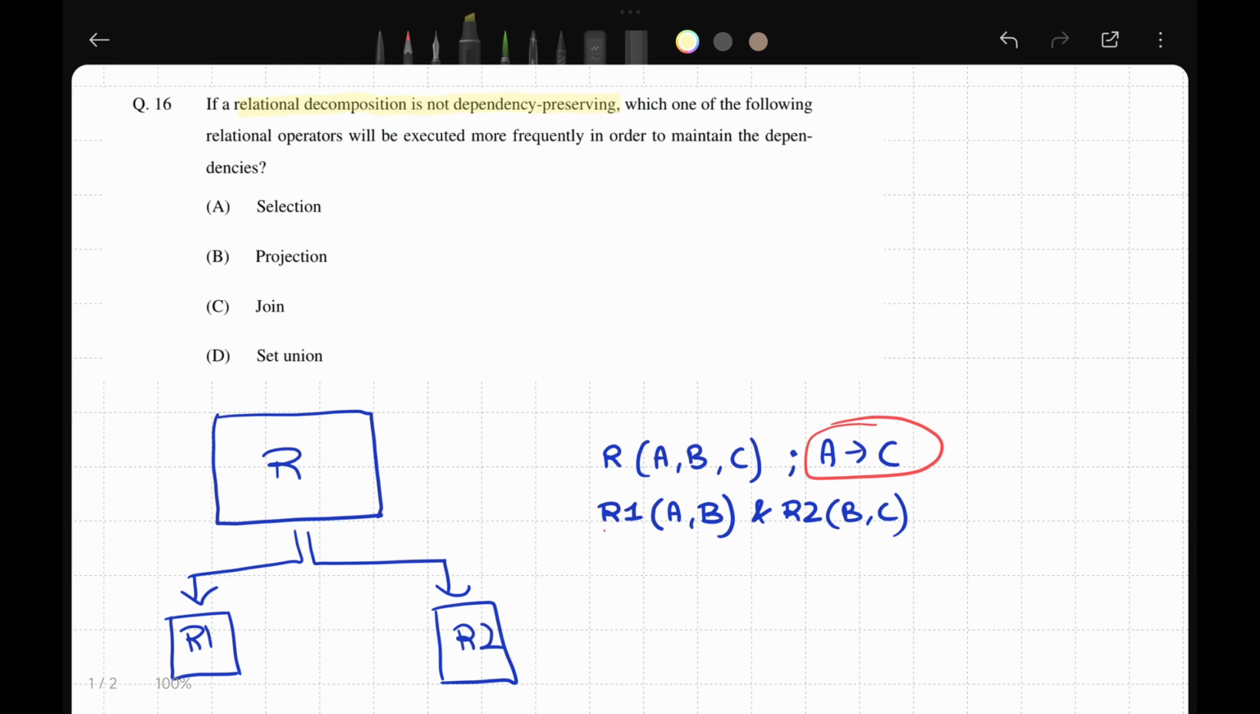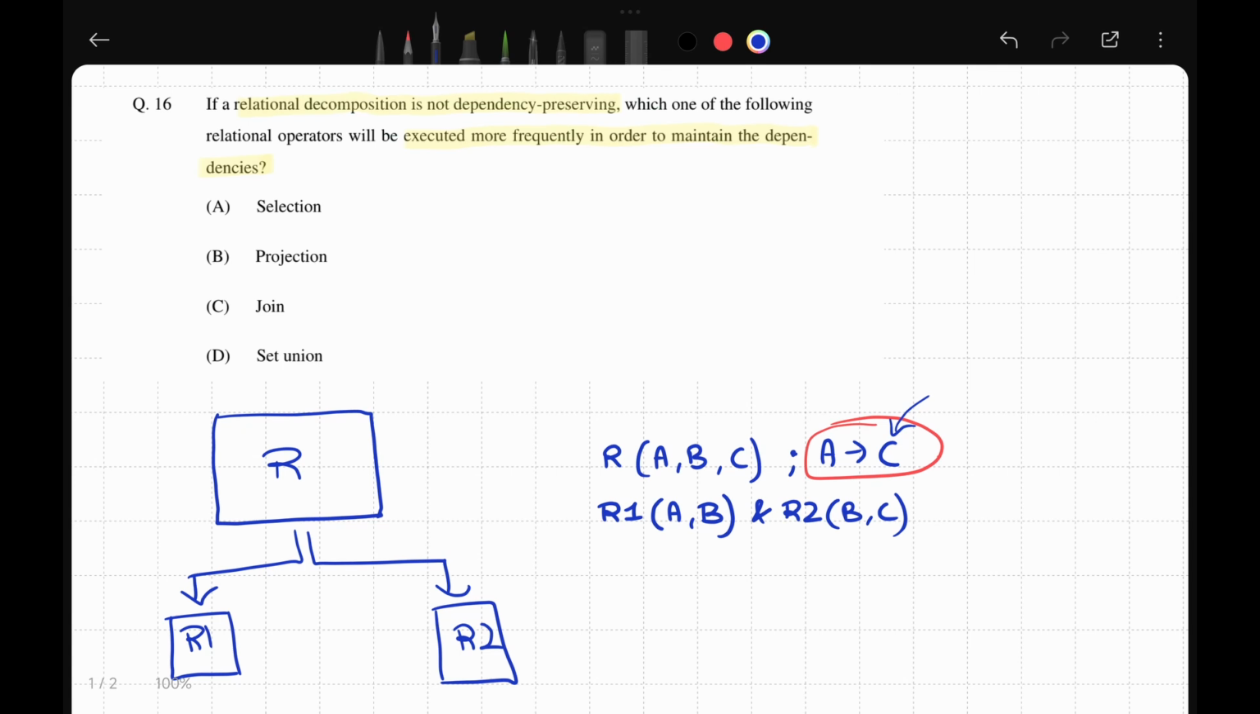So next, they're basically asking us in the question which of the following relational operators will be executed more frequently in order to maintain dependencies. So what do we want to do here? We want to maintain the dependency. We want to maintain A gives C, right? When we are decomposing the relation. So they're just asking us which operator will be used more often. Okay. So let's go through the options one by one, see if it answers our question.